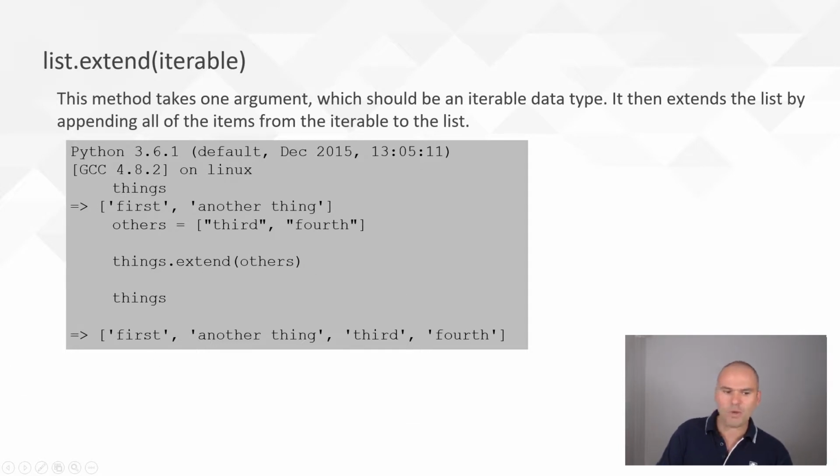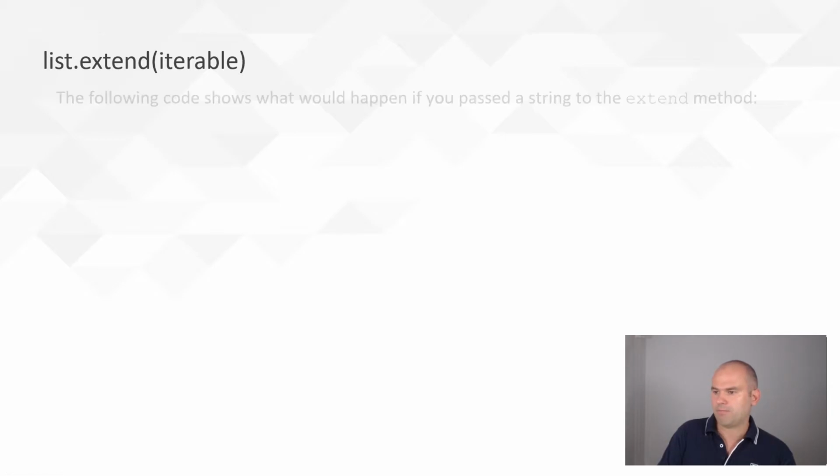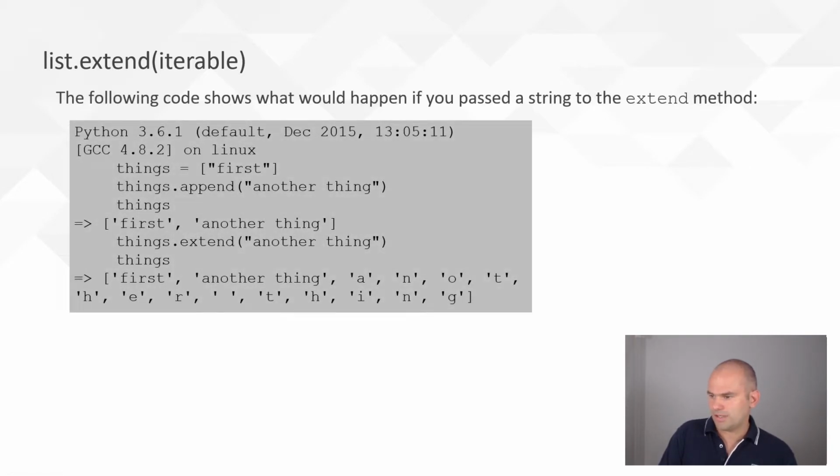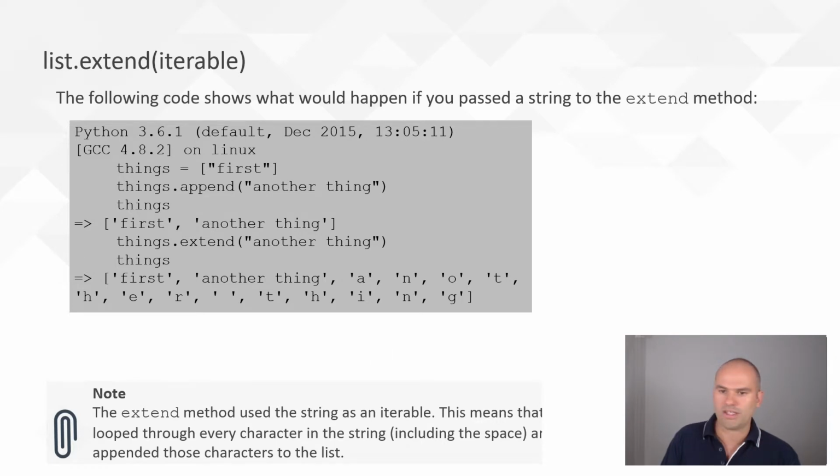Now, if you were to put a different data type in there, like a string, for instance, if you wrote things.extend with another string, that would actually go through this string and add the individual characters in it as items. If you appended that, it would just append the string as an item. Whereas if you extended it, that appends every character in the string as an item of its own.